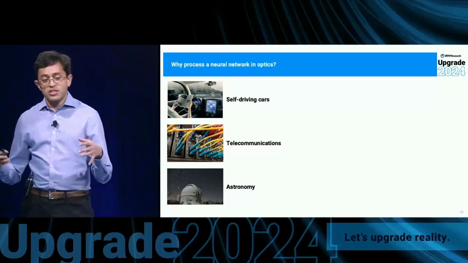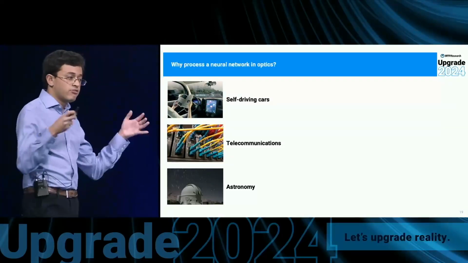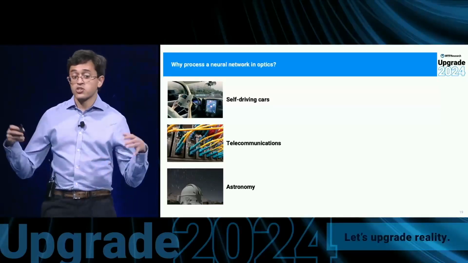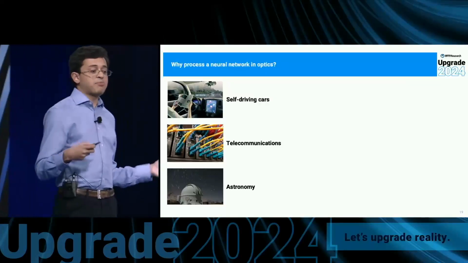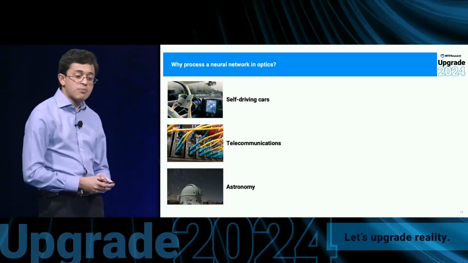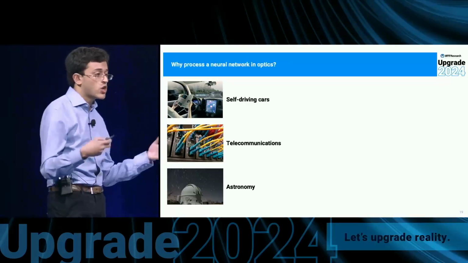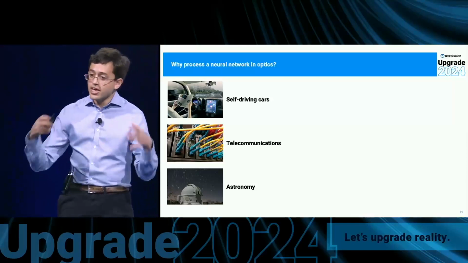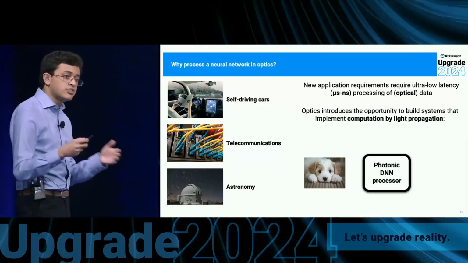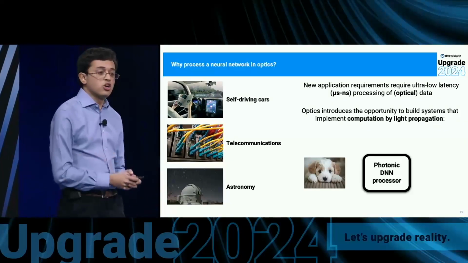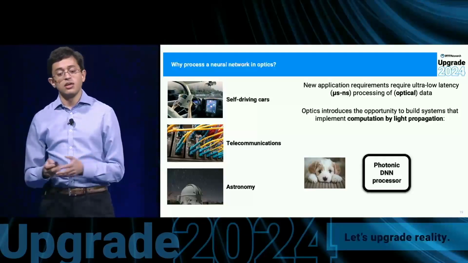And so this enables the exciting possibility of being able to create fully integrated photonic chips that are processing neural networks in optics. And what this enables is new kinds of applications for machine learning. So for example, systems like autonomous navigation, so self-driving cars, or telecommunications, or astronomy, where you want to be able to intelligently process data that's directly in the optical domain. And oftentimes, you want to do this very fast. So you want to be able to get very low latency, so microsecond and nanosecond processing of optical data.